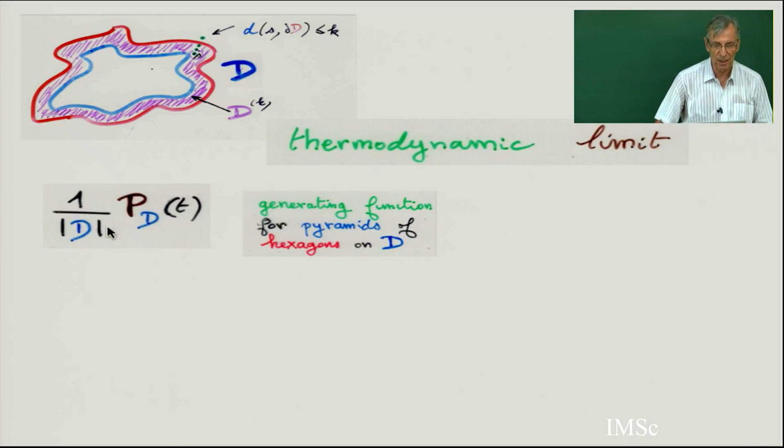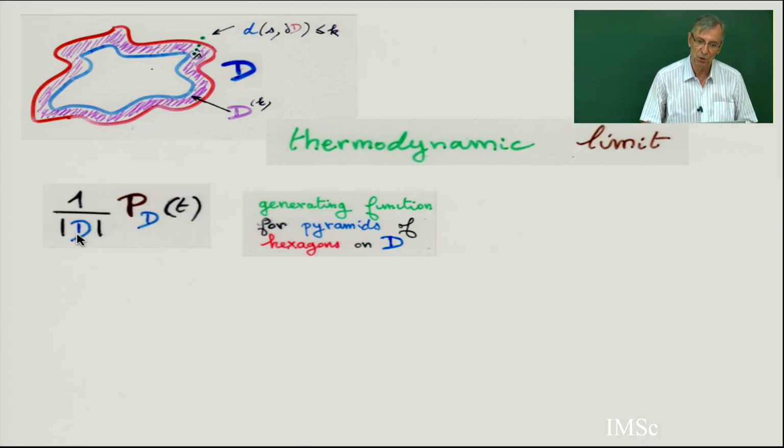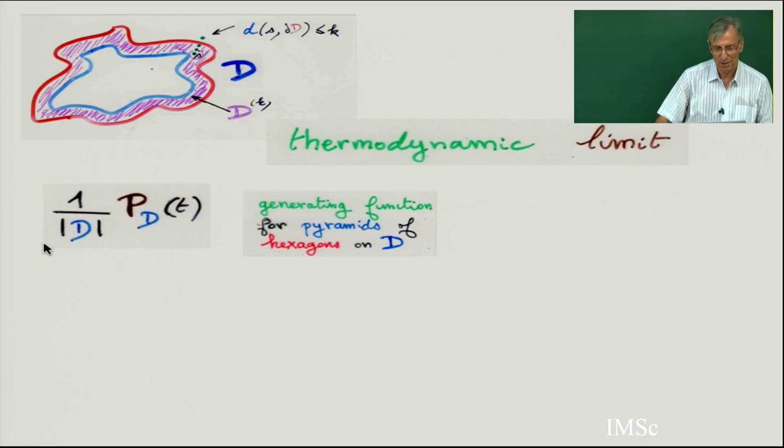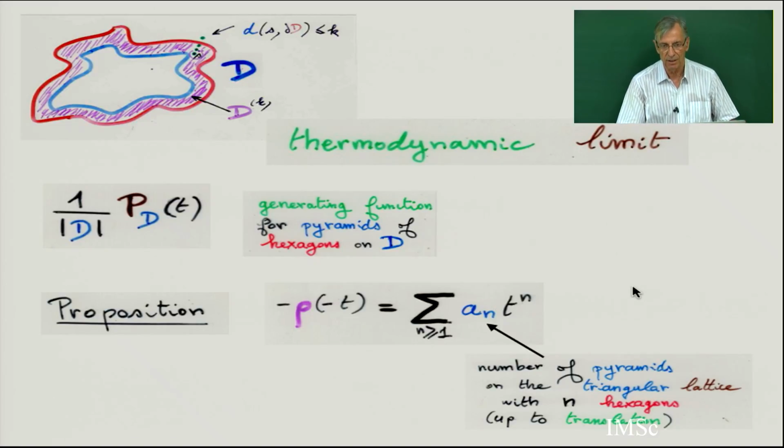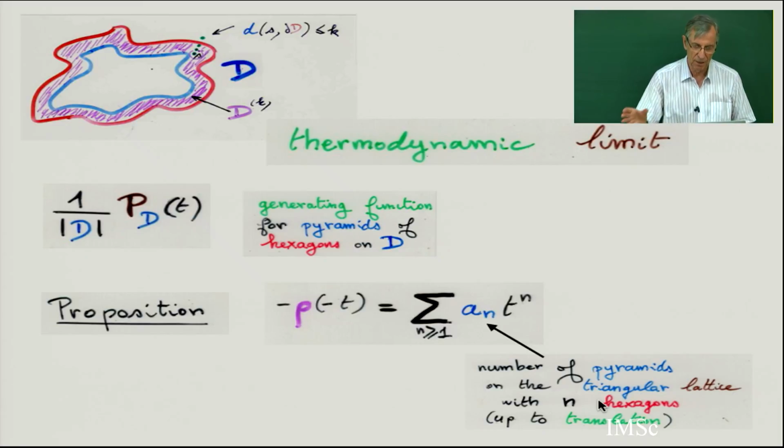Then I claim that the derivative function for all pyramids in the domain is going to tend to the derivative function for pyramids without any condition on the border. It's exactly the same calculus as in 1 dimension. I did not give it in class, but you can check the technical details that this theorem I stated last time is true. And so I state that minus rho of minus T, the density of the hard hexagonal model, is exactly the derivative function for the number of pyramids on the triangular lattice with n hexagons up to translation. When I am counting pyramids on this hexagonal lattice, or triangular lattice, it's of course up to translation.